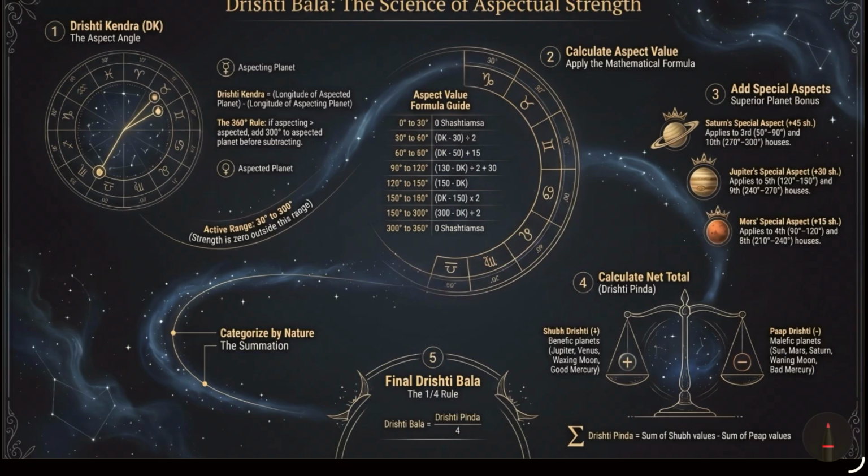So benefics are having positive Drishti value and malefics are having negative Drishti value. Always remember, after calculating the Drishti Pinda we have to divide it by 4 to get the Drishti Bal.